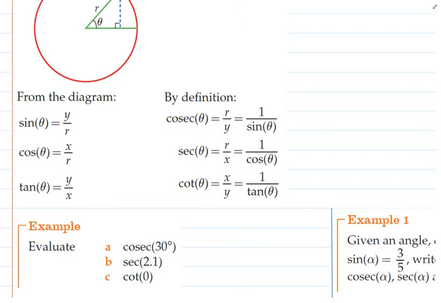So we've got sine being opposite over hypotenuse. Cosecant is equal to hypotenuse over opposite, and secant is equal to hypotenuse over adjacent, and cotangent is equal to adjacent over opposite. So they're just the ratios the other way around, and so they can be described as 1 over the regular trig function of theta for all of those.